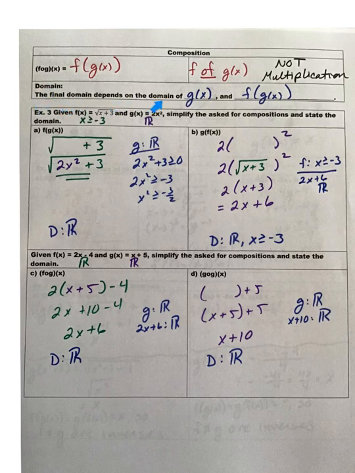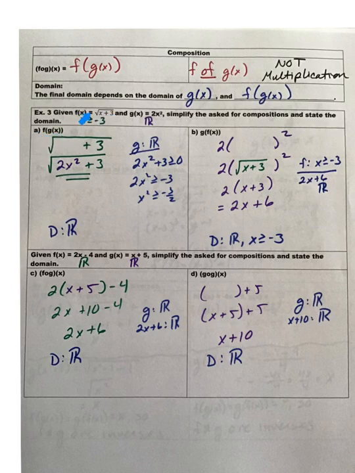The final domain depends on the domain of g of x, the one you're plugging in, and the composition to see how the domain of f is affected when we plug the g into f. So those are the two things we worry about: the domain of what we're plugging in and the domain of the final outcome. All right, so A, f of g of x.